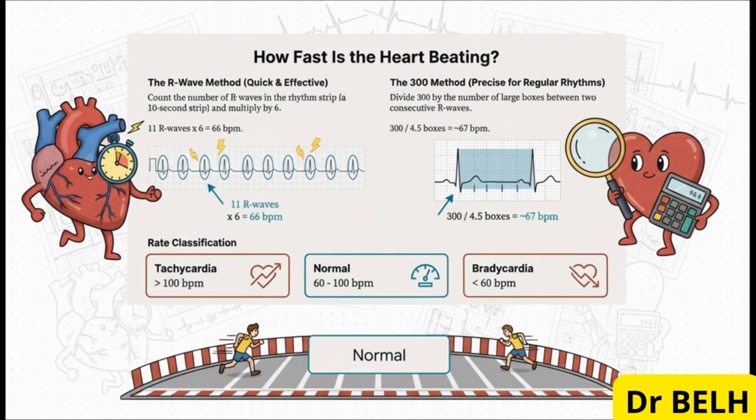For a really quick and dirty estimate, maybe in an emergency, you can use the R-wave method. Just count the number of those big spikes, the R waves, on the rhythm strip and multiply by 6. Boom, you've got your rate. Now, if you want to be a bit more precise and the rhythm is regular, the 300 method is your best friend. Just count the number of big boxes between 2 beats and divide 300 by that number. See? Simple. Either way, you get the answer you need. Is it normal, too fast, or too slow?